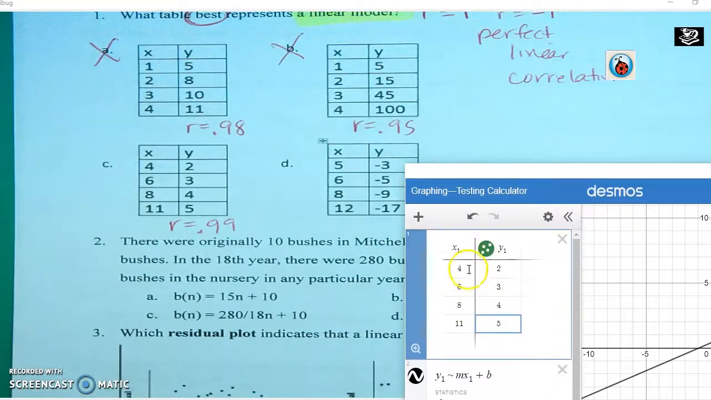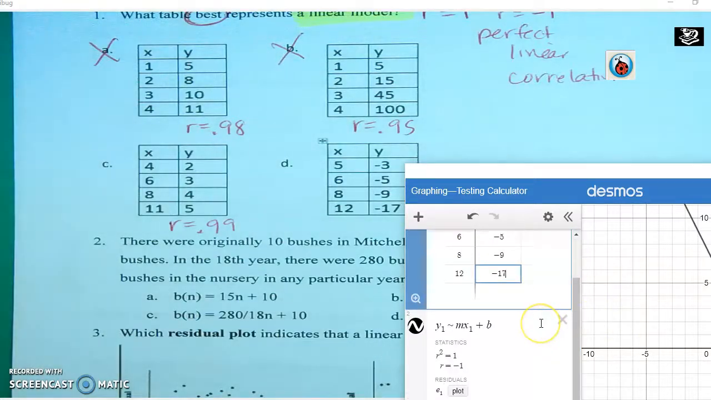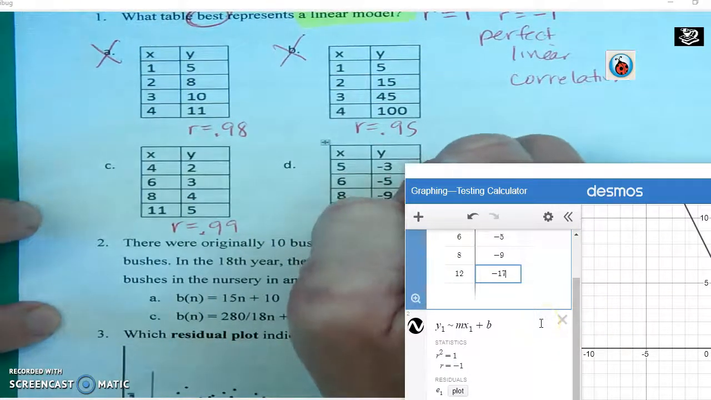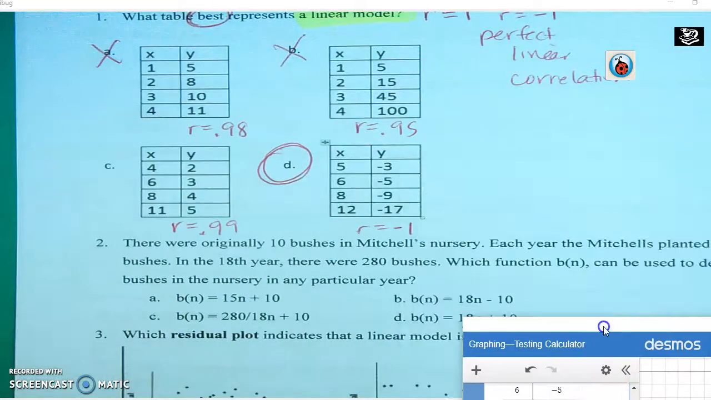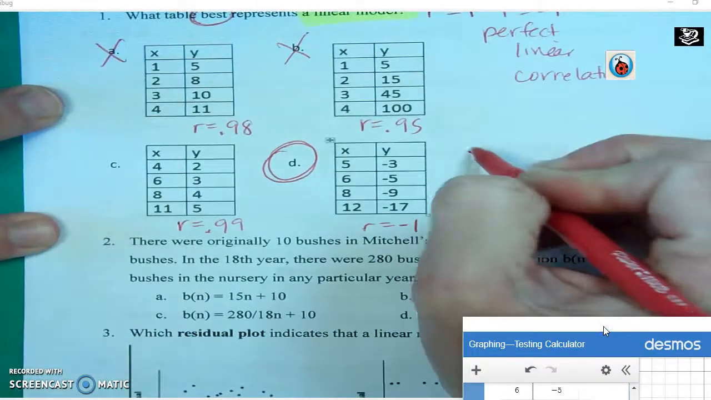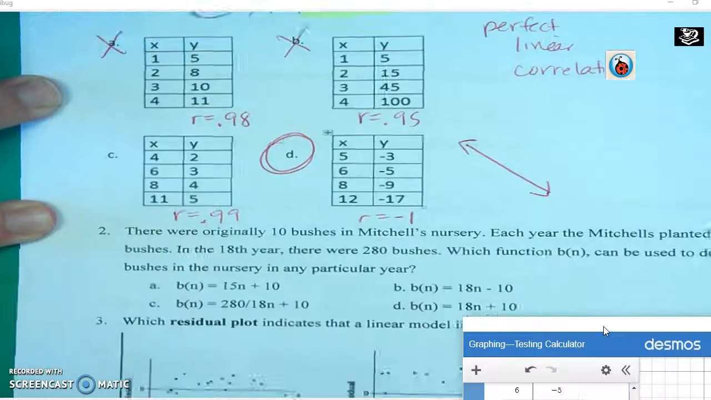And for D, I'm going to do 5, 6, 8, and 12, -3, -5, -9, -17. And my R value for this one is -1. So the answer is D. Since it's -1, that means it's going down, but it's a perfect correlation.